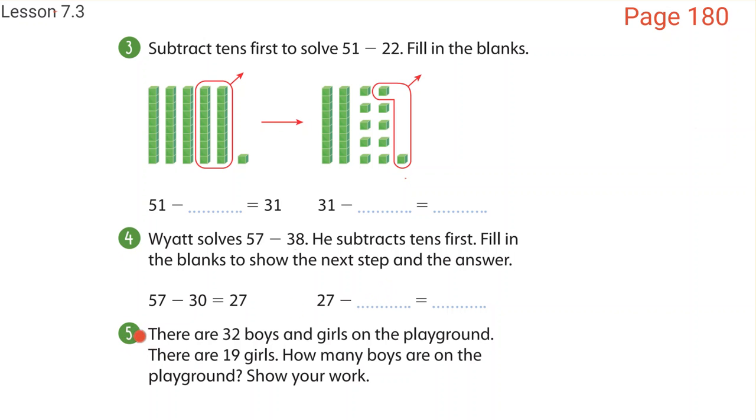Figure it out. And then number 5, there are 32 boys and girls on the playground. There are 19 girls. How many boys are on the playground? Show your work. So again, this is your whole, 32 boys and girls. That's all, everybody. That's the whole. There are 19 girls. I'm going to put a P over here. That's part. How many boys? And that's another part, but it's unknown. You can figure it out. You can try this method before, number line, so many different ways. I want you to show me your way.